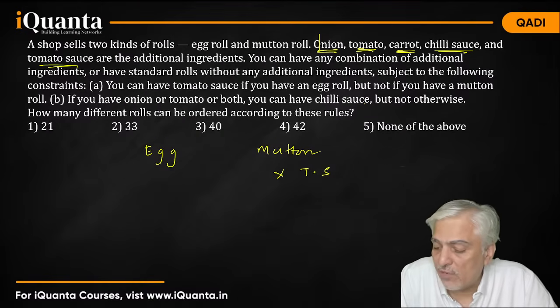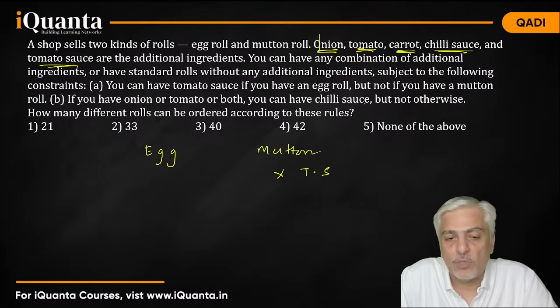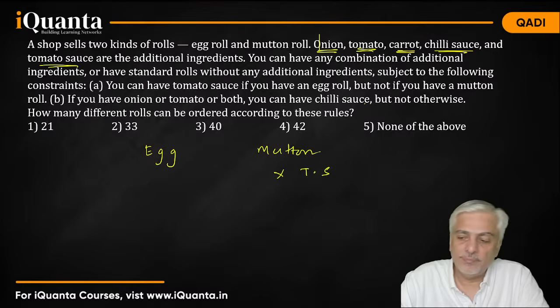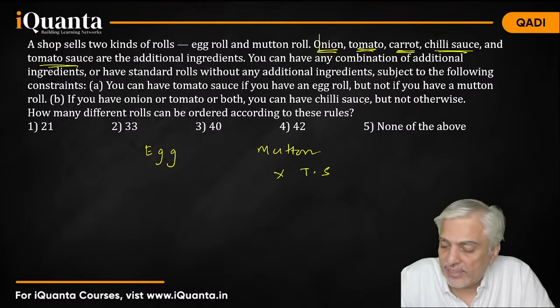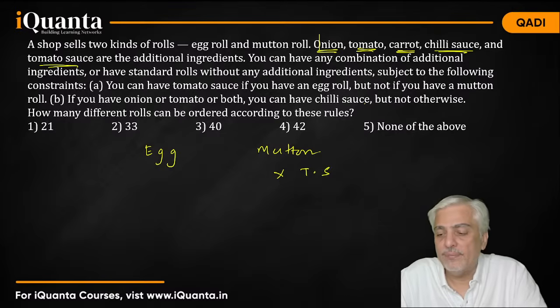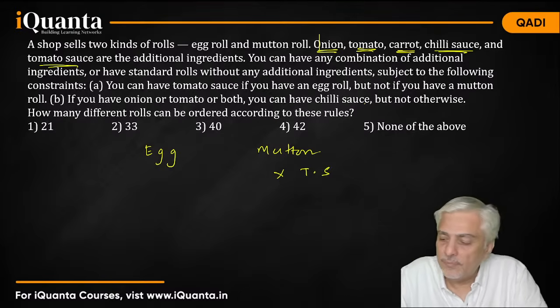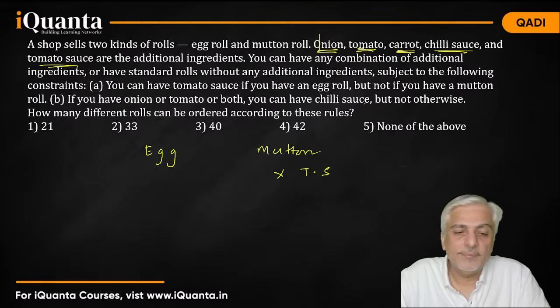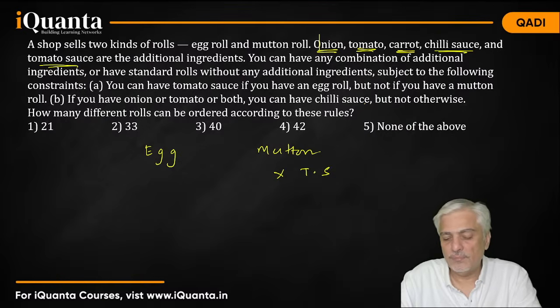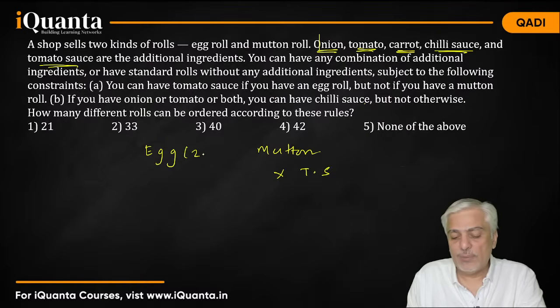Give me a separation of egg rolls and mutton rolls if you all want, so people can check their answers. How many egg rolls are you getting? How many mutton rolls are you getting? Cool, nice. Answer for egg roll comes out to be 28. Mutton roll comes out to be 14.